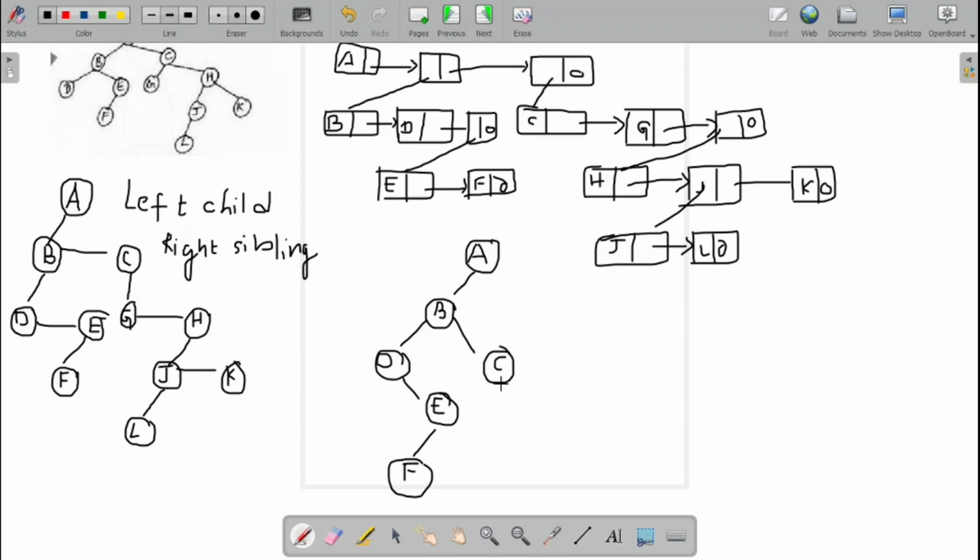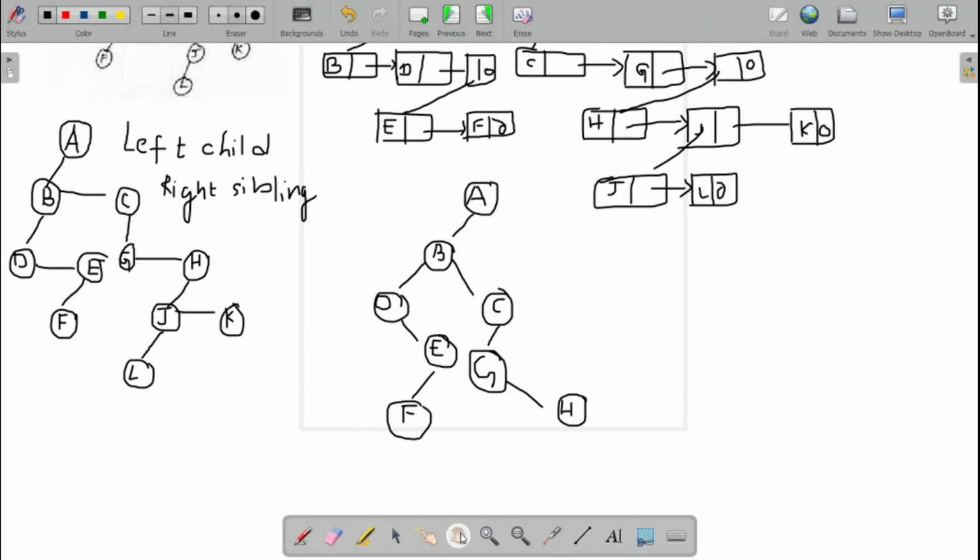Then for the C, left child is G. For the G, right child is its sibling H. Then for the H, left child is my J. Right is my sibling. What is the sibling? K. Again for the J, left child is L. So this is a degree 2 representation.